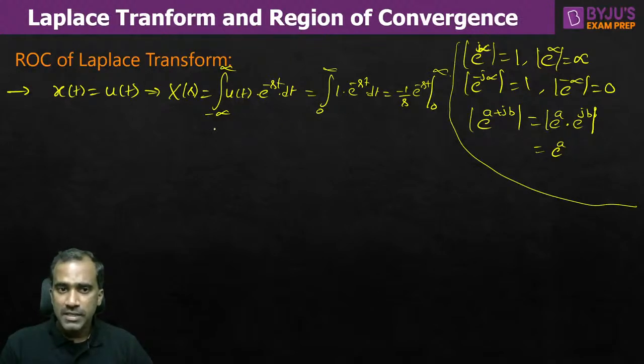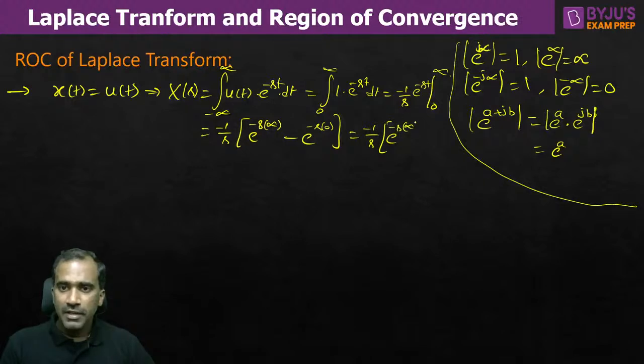Mind this, try to understand this carefully. Sometimes ROC we can find directly from this evaluation itself. Minus 1 by s into e^(-s·infinity) minus e^(-s·0). Observe carefully. e^0 is 1, so minus 1 into minus 1 by s is 1 by s, minus 1 by s into e^(-s·infinity).